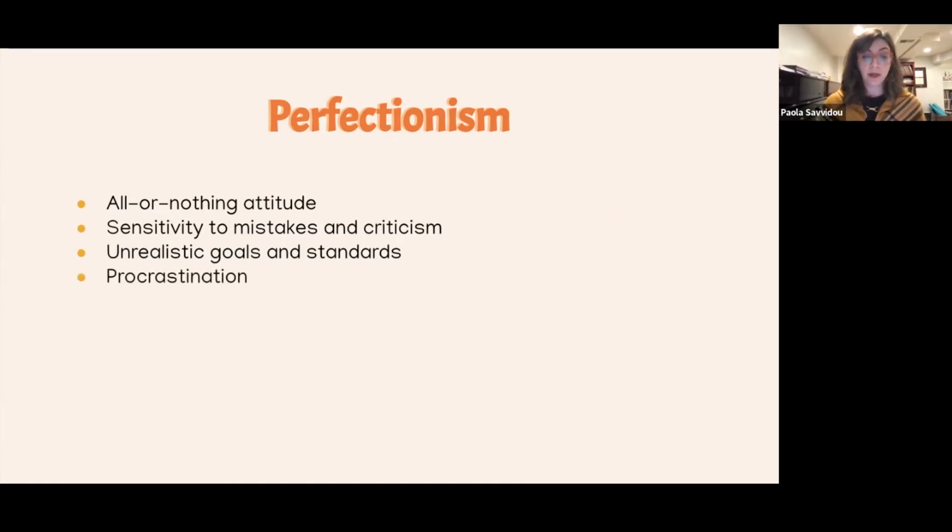So we already talked about procrastination, which again shows up in students who have perfectionistic attitudes. It's easier not to tackle a big, scary task if you risk making a mistake. So it's better to just not do it.